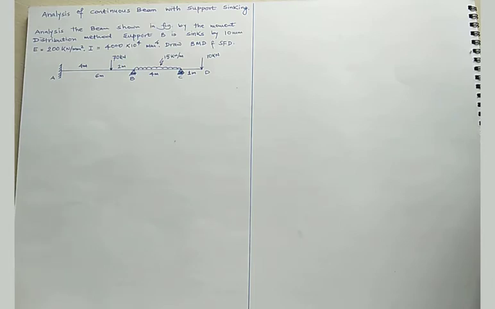Now, in the analysis of the beam shown in the figure by the moment distribution method, support B sinks by 10 mm. Modulus of elasticity is given as 200 kilonewton per mm square. Later we have to convert it into kilonewton per meter square, as all the values are in kilonewton and meter. Moment of inertia is given as 4000 into 10 raised to the power 4 mm raised to the power 4.